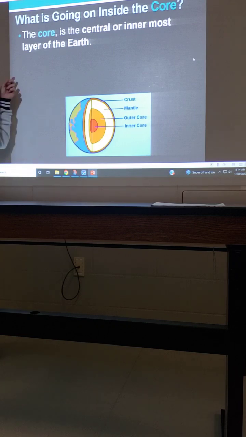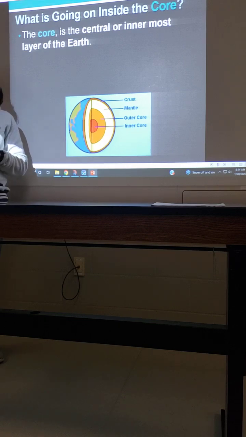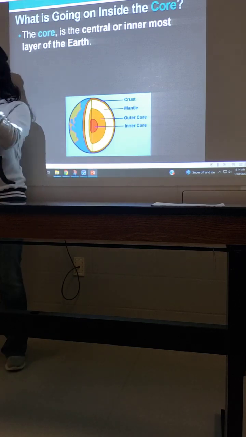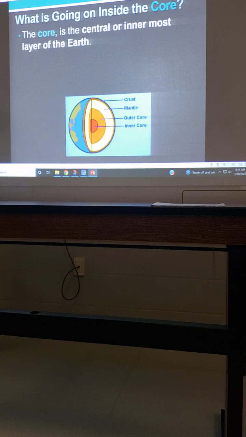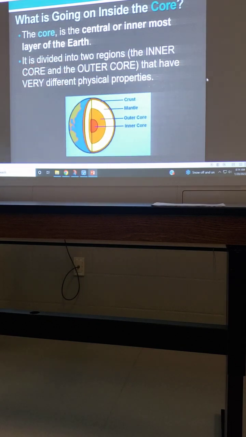All right, so the core. So we have our crust, which has 2 parts, we have our mantle, which has 3 parts, and now we have our core, which has 2 more parts, right? The core, kind of like an apple core, it's in the center, right? It's the very farthest from the outside. It's the innermost layers of the earth, and it has 2 regions. We call one the inner core and one the outer core. They actually have very, very different physical properties.